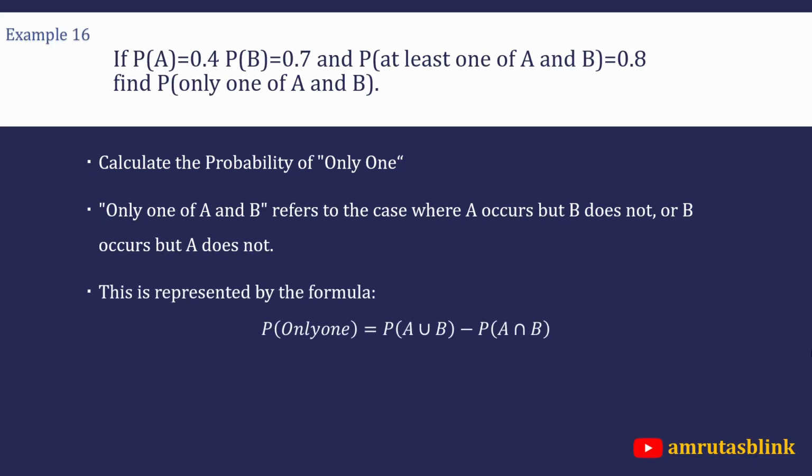That means what we need to find out is probability of only one. So actually for only one you can find out probability of any one minus probability of both together. That's why probability of only one is equal to probability of A union B minus probability of A intersection B, which is equal to 0.8 minus 0.3, which is equal to 0.5, and hence probability of only one of A and B is equal to 0.5.